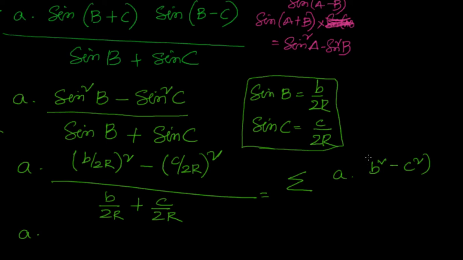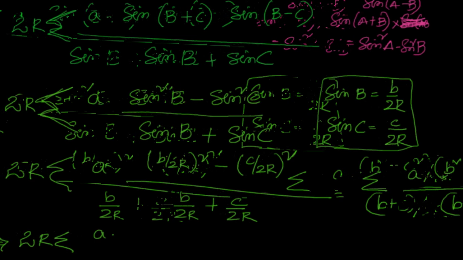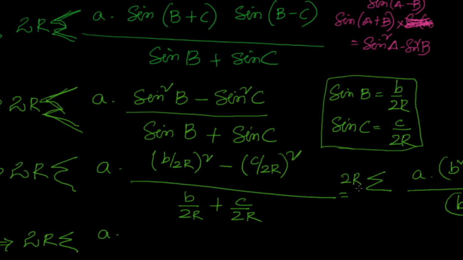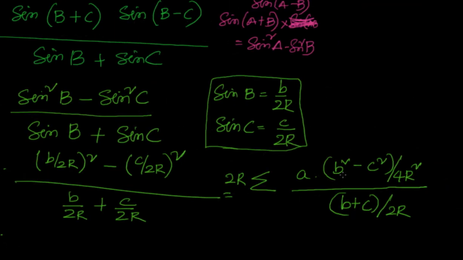Okay, right. So what happens now if I simplify that? A into b square minus c square by b plus c is a into b minus c, and this 2r will go up, you will have 2r into 2r. This is b square minus c square by 4r square. Okay, let me write that step. I will not confuse you. So I will say a into, I will keep the 2r as it is, a into b square minus c square by b plus c is, I will write it as it is, b square minus c square by 4r square into 2r by b plus c.